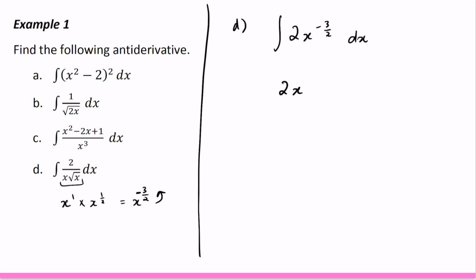So add 1 to the power. So that'll be negative a half, divide by that new power. If you remember, when I'm dividing by a fraction, all that happens is that fraction flips. So I'll end up with 2 times 2, which will be negative 4. And I can take that x to the negative half to the bottom. So that'll be negative 4 root x.